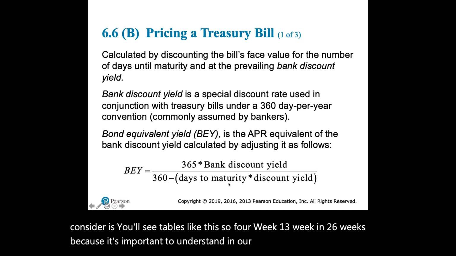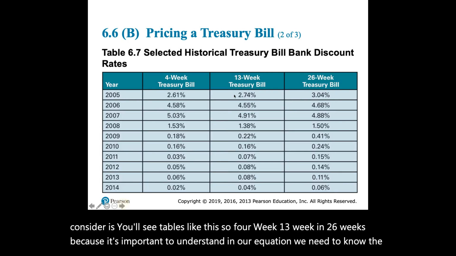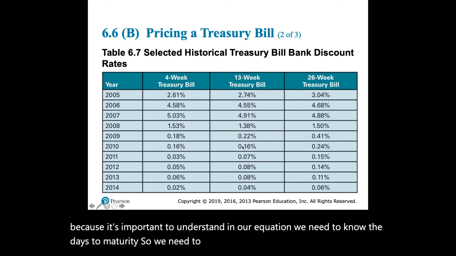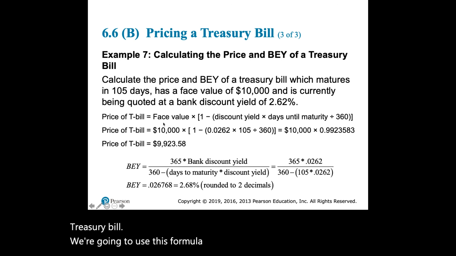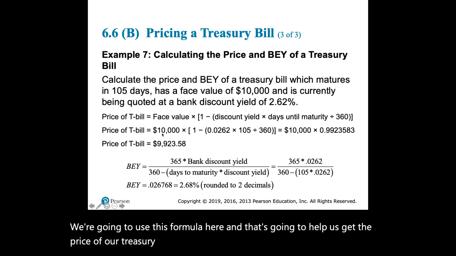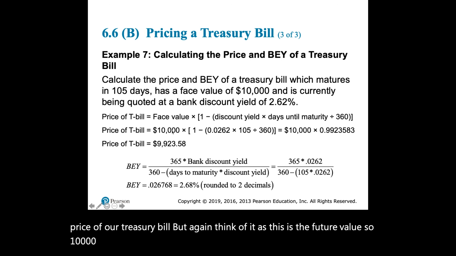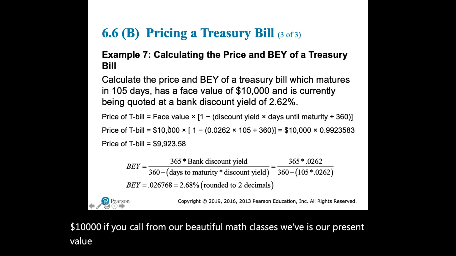Now, when we price a Treasury bill, we're going to use this formula here, and that's going to help us get the price of our Treasury bill. But again, think of it as this is the future value, so $10,000, if you recall from our beautiful math classes we've had. And this is our present value. So the money, basically that value, is moving backwards, and it should be discounted at some rate. But again, we can use this simple calculation, and we'll be using this calculation as well to figure out our equivalent yield.